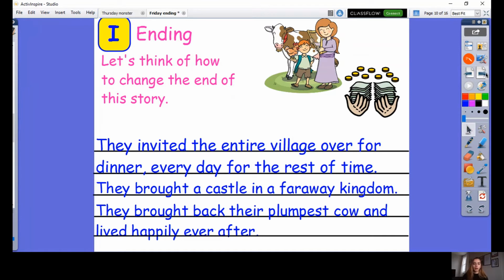Here are some ideas that I came up with. They could invite the entire village over for dinner every day for the rest of their life, because now they've got lots of money. They can share all their food with their village and the people that live around them. Maybe they're going to buy a castle in a faraway kingdom. Maybe they're going to live with all their animals and their hen. Or maybe they bought back their plumpest cow or their fluffiest sheep and lived happily ever after. So it's completely up to you what they could do at the end of your story. Right now I'm going to show you how I wrote down my ideas on my vocabulary list.